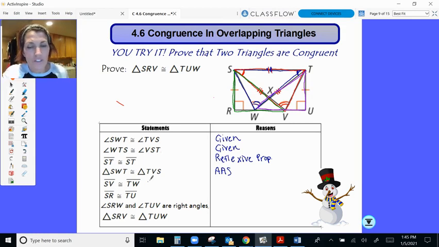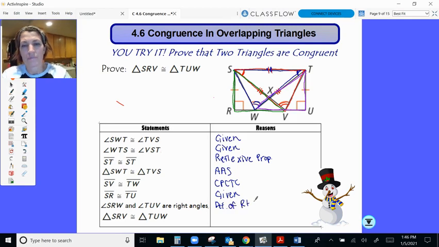So we know that SV is congruent to TW, and that's because of the previous triangle we just proved is congruent. So therefore, those parts are congruent by CPCTC. We know that SR is congruent to TU because that's already given. That's marked. So that's given information. We know that SRW and TUW are right angles, and that's just the definition of right angles because it's marked as right angles. And so therefore those two triangles are congruent because of hypotenuse leg.